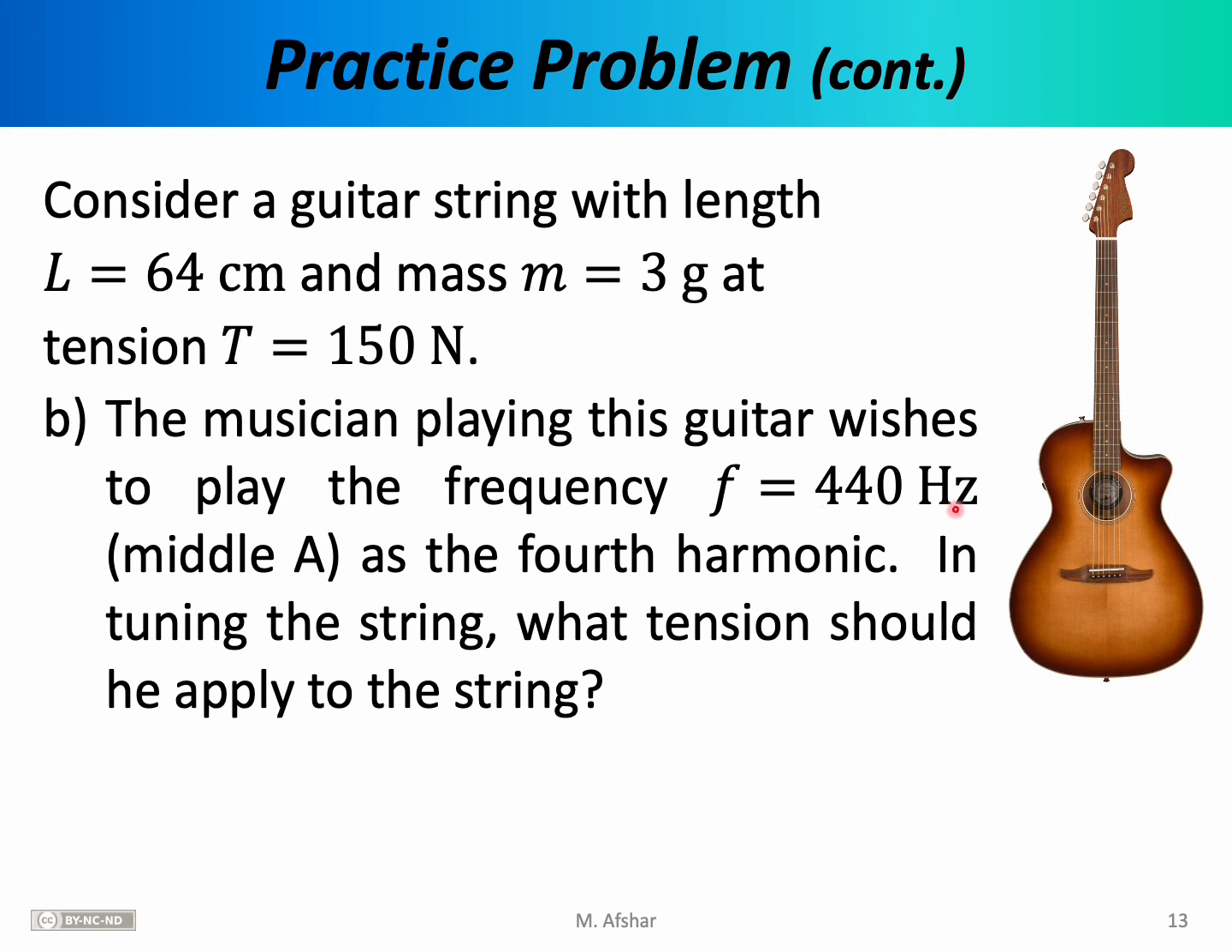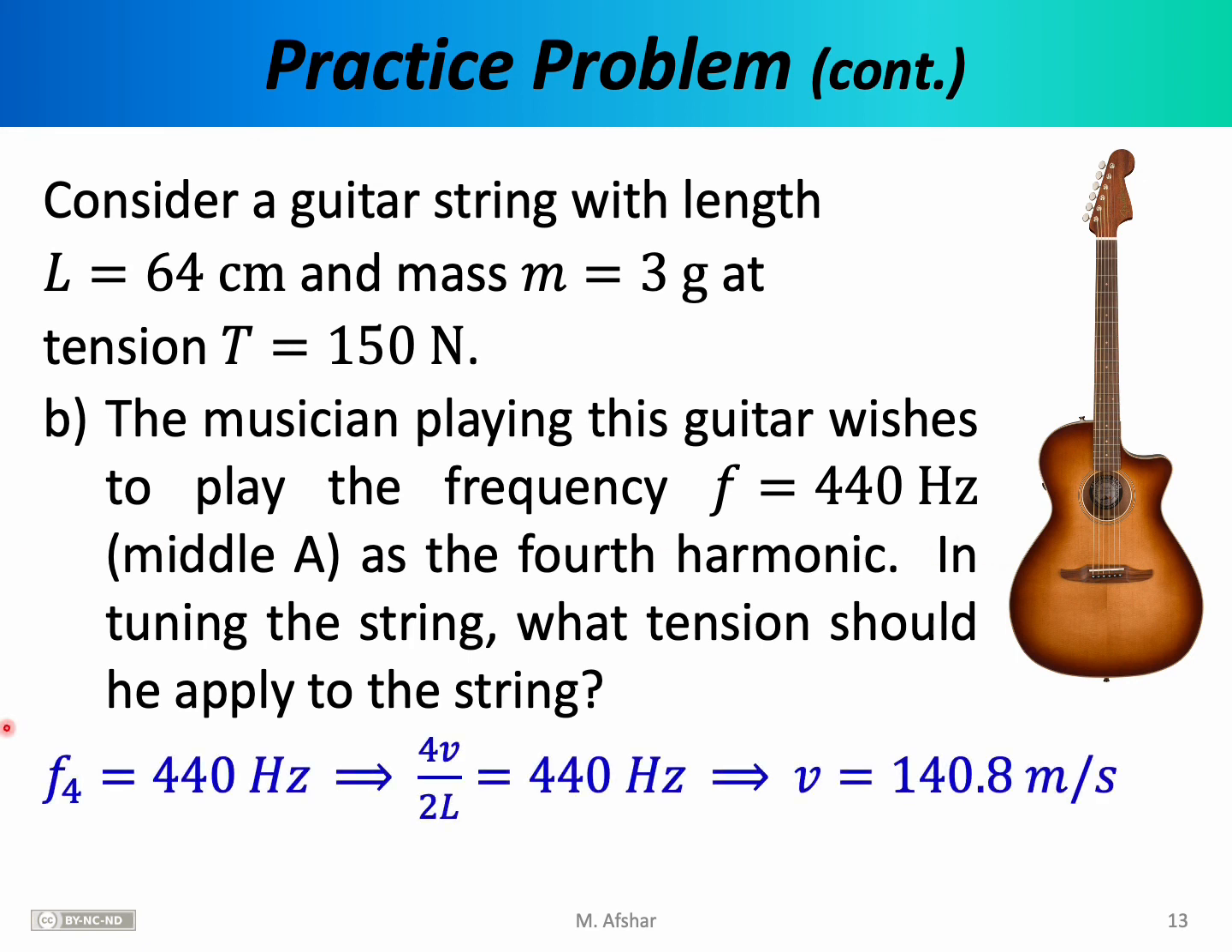The frequency 440 Hertz is often described as middle A by musicians. In tuning the string, what tension should he apply to the string? So he's going to turn one of these tuning screws and either increase or decrease the tension. It was at 150 newtons, and he wants to do this so that the 4th harmonic, that would be n equals 4 frequency, is equal to 440 Hertz. So the goal here is to have F4 equal to 440 Hertz.